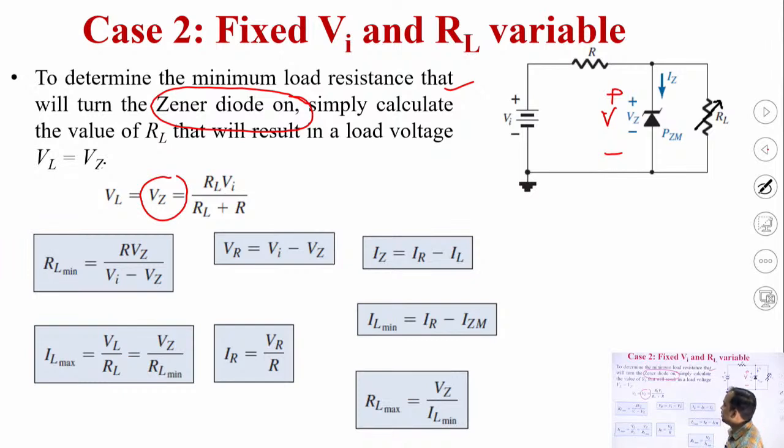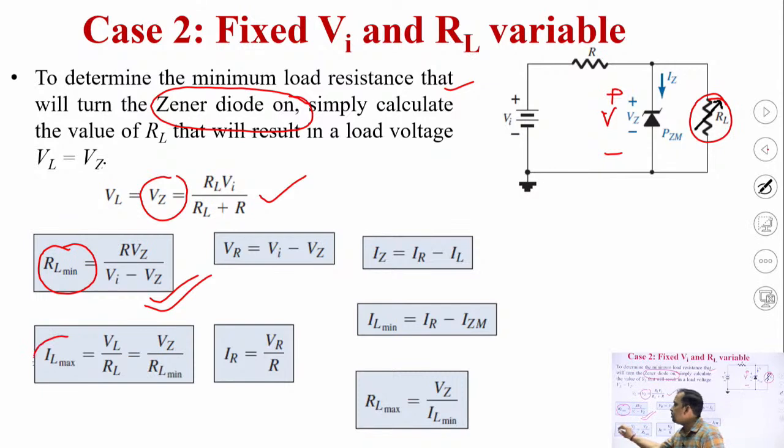So with the help of this voltage divider and by simplifying this, we have calculated the value of RL minimum. So RL minimum will be R multiplied by Vz divided by Vi minus Vz. So we have calculated the minimum load resistance. Once this load resistance is minimum, the voltage across the load resistance is fixed, but the resistance is minimum. So we can say that the current will definitely be maximum in the load, which can be obtained by IL maximum equals Vz by RL minimum.